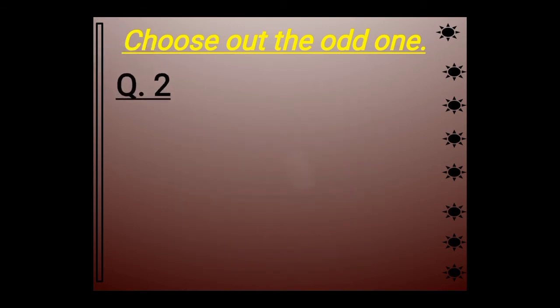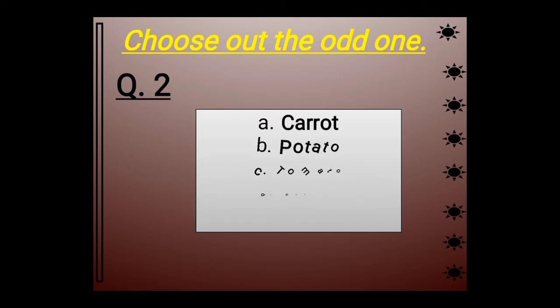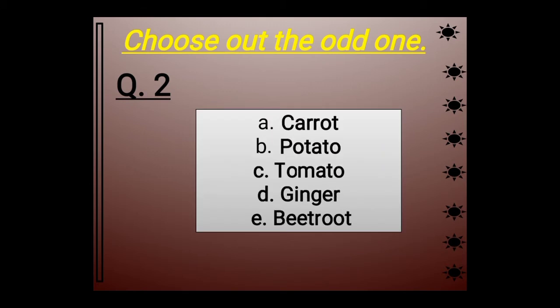Next. This question appears to include some vegetables like carrot, potato, ginger, beetroot are the ones that are grown underground and tomatoes grow on the ground. So the odd man out of this question is tomato. All except tomato grow underground.